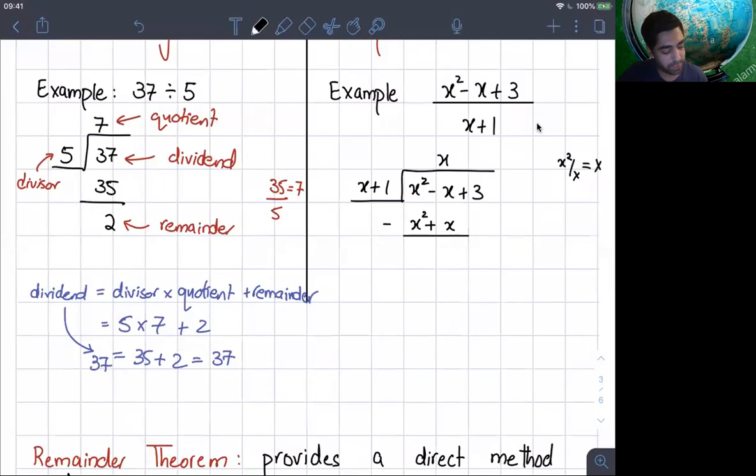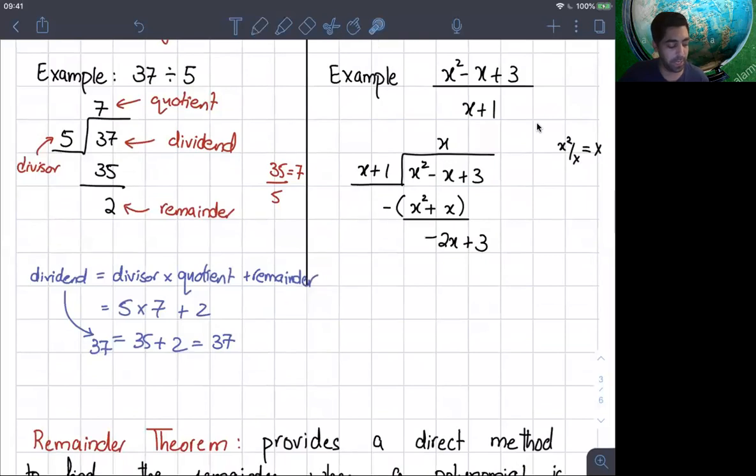And what we want to do is subtract this from what's above it. So x squared minus this x squared, these two go away. And then you have minus x minus x. That gives you negative 2x. And then you bring down the next term, which is 3. So you have minus 2x plus 3.